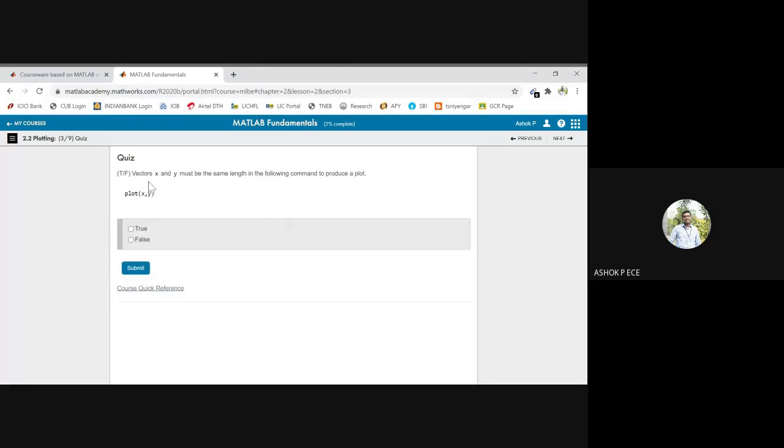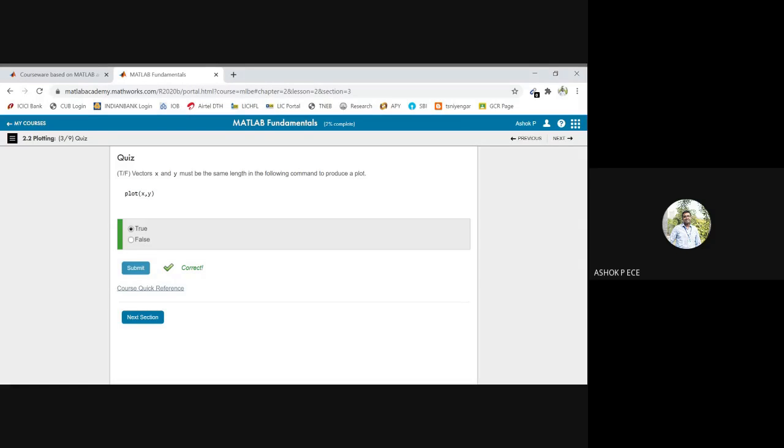Now a small quiz. Vectors x and y must be the same length to produce a plot. If I use plot x comma y, x and y must be of the same length. What is the answer? True or false. Answer, I am getting it as false. We'll check the answer. Shall I submit the answer false? I think the answer false is wrong. Yes. So whenever you are going to plot any two variables, both must be of the same size. If not, then MATLAB will throw an error saying they are not of the same size.